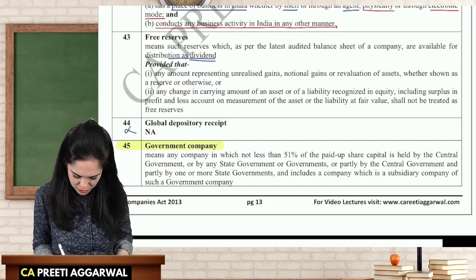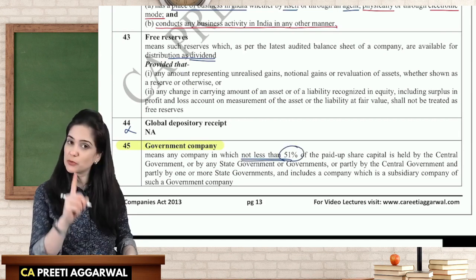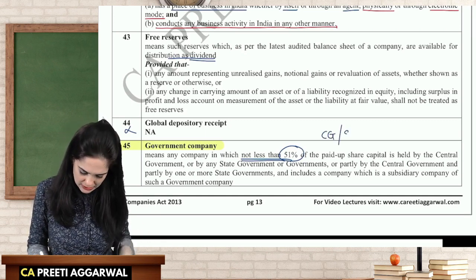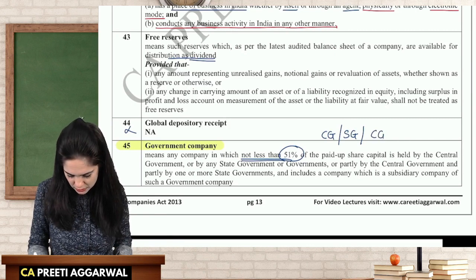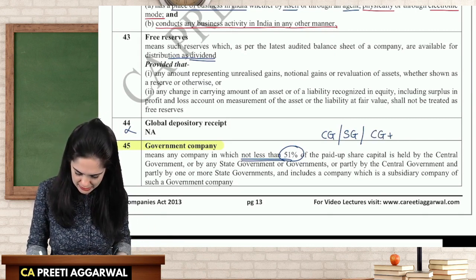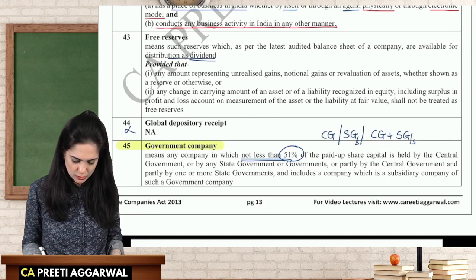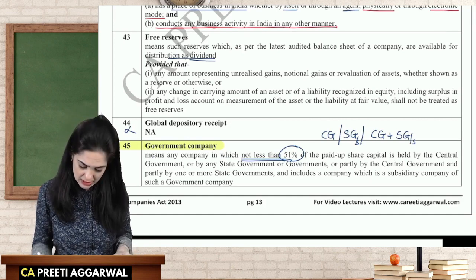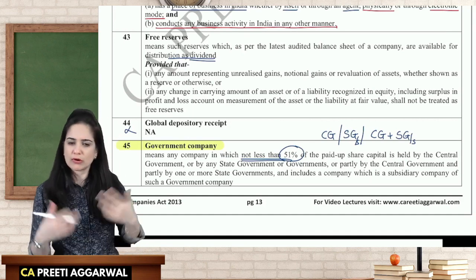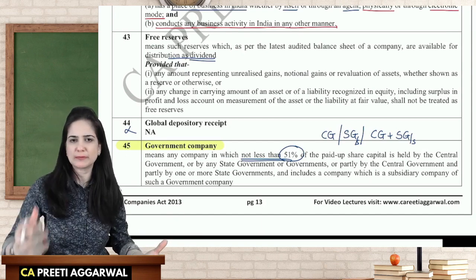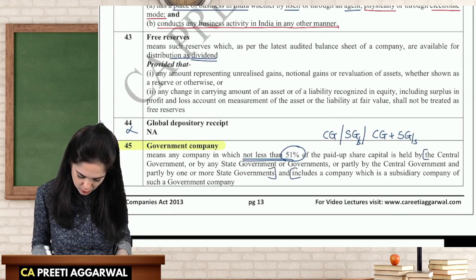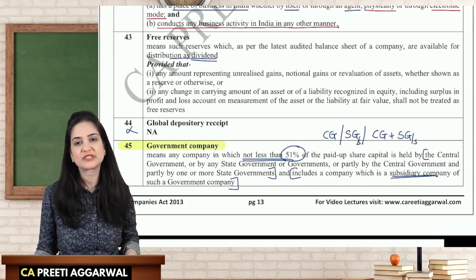It means any company in which not less than, it means at least 51% of the paid up share capital is held either by the central government or state government or one or more state governments, or partly by central, partly by one or more state governments. All right. So a government company is a company in which at least 51% of the capital is held either by the central government on its own or state government or governments, or partly by central, partly by state government. There is also one more part to this definition. It includes a company which is a subsidiary of such government company.